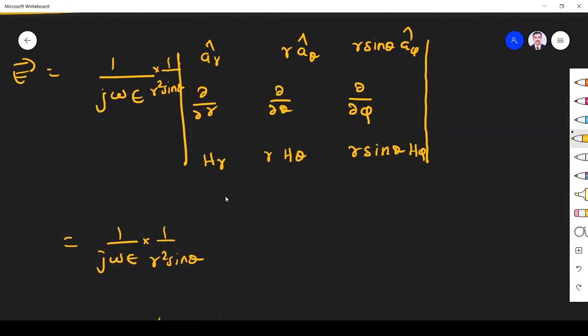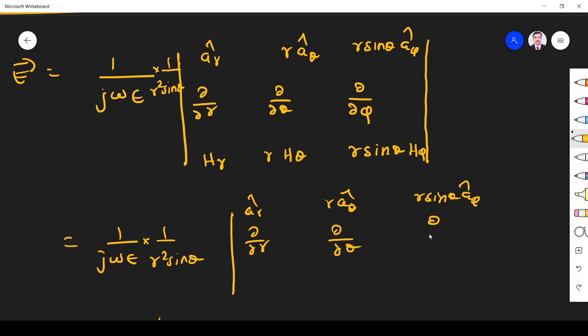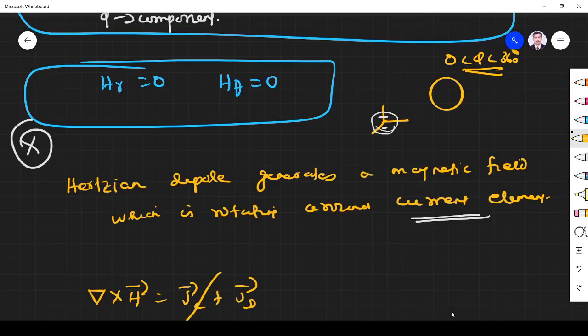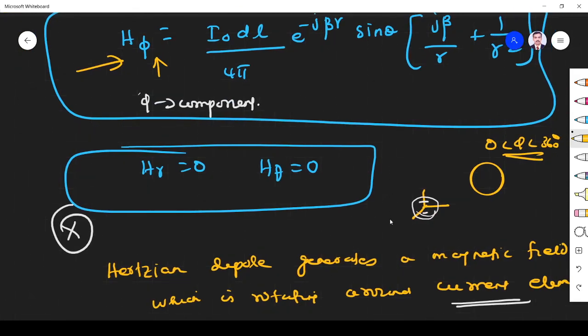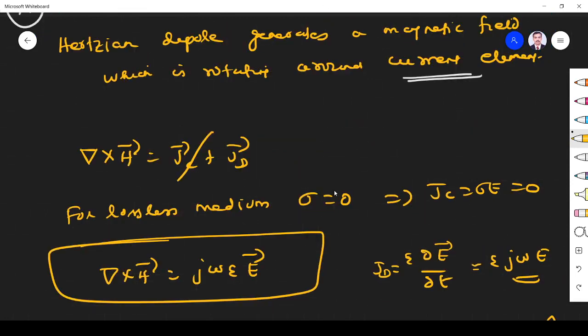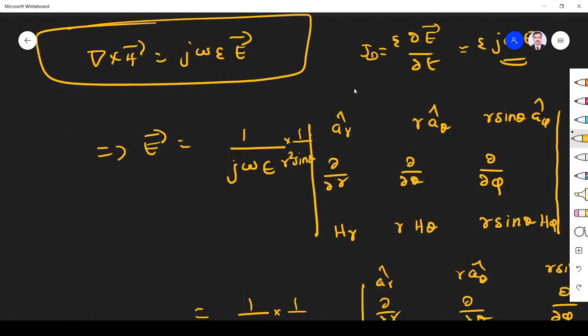Now substitute the values: AR, R A theta, R sin theta A phi, then dou by dou R, dou by dou theta, dou by dou phi, and HR and H theta are 0, so 0, 0. H phi is the only one we have. What is the H phi value? H phi is equal to IDL by 4 pi e power minus j beta r sin theta. So that is given by IDL.